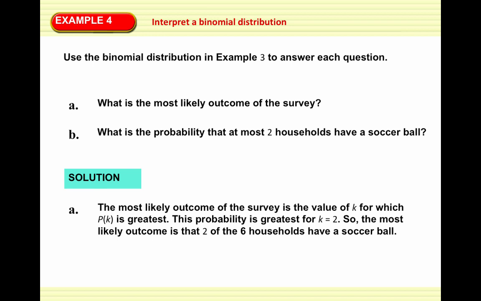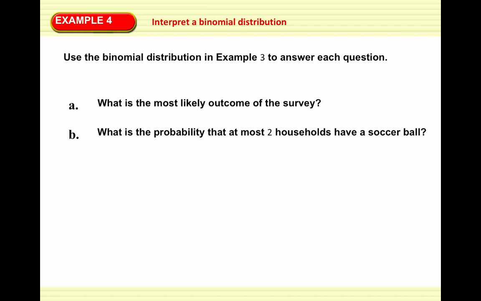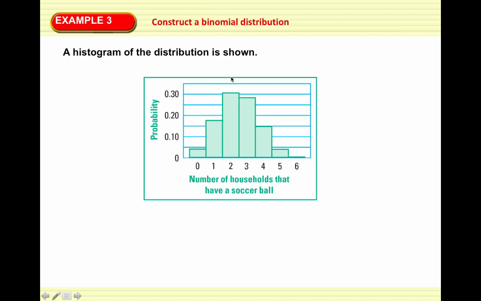Okay, the most likely outcome of this survey is the value of k for which P(k) is the greatest, which one has the tallest bar. This probability is greatest for k equals 2, so the most likely outcome is that 2 of the 6 households have a soccer ball. And if we go back and look, you can see 2 has the tallest bar.